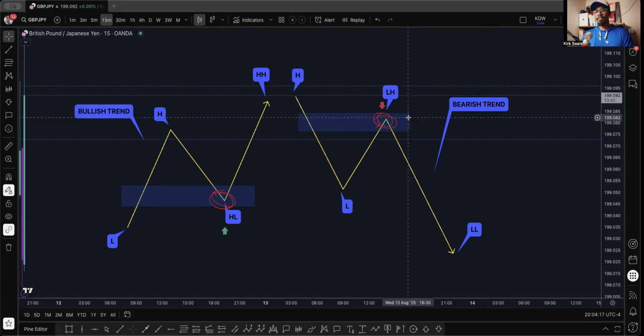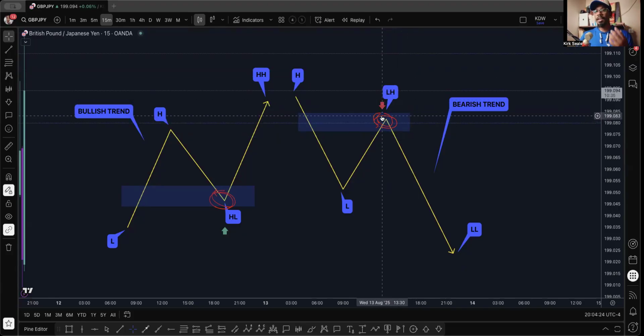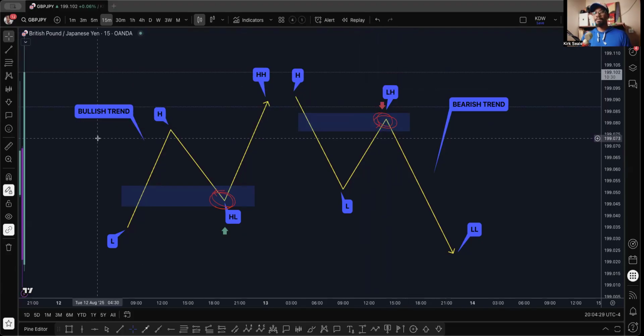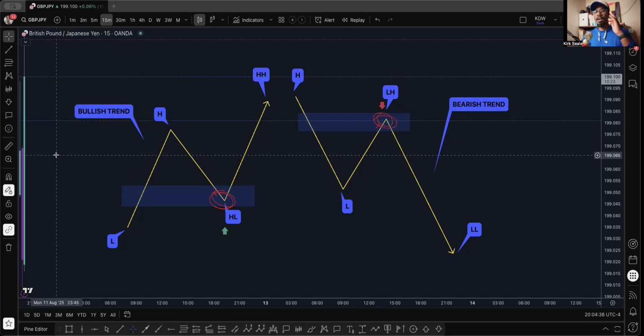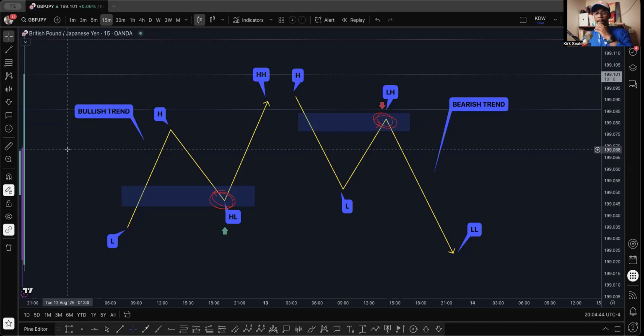When do we sell? We sell when the market is going down. When the market is bearish, that's when we sell. All right. Now pause there for a second. If we're talking about the market being bullish and it's in a bullish trend, how do we know it's a bullish trend?